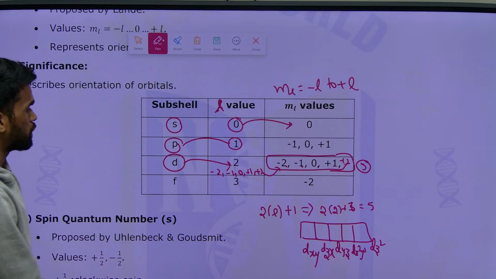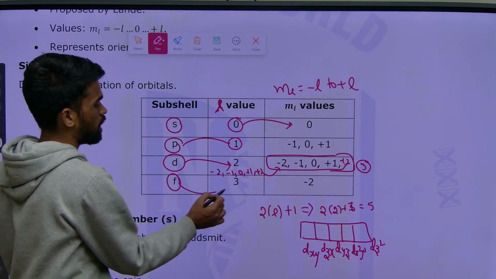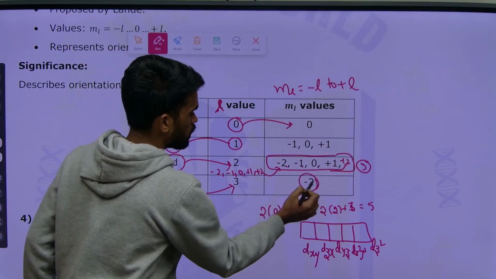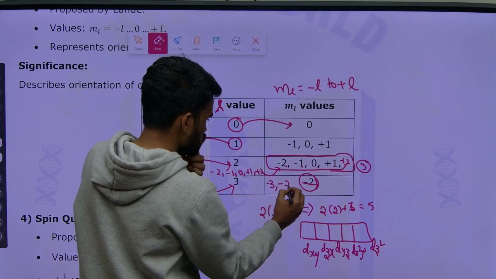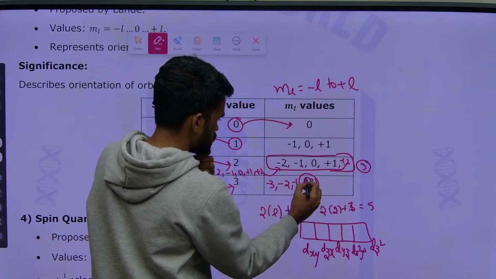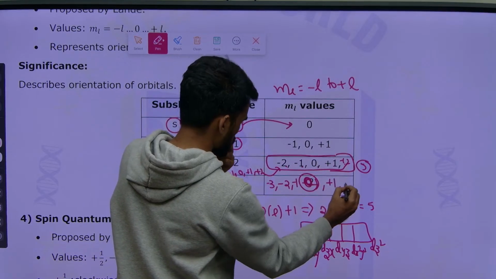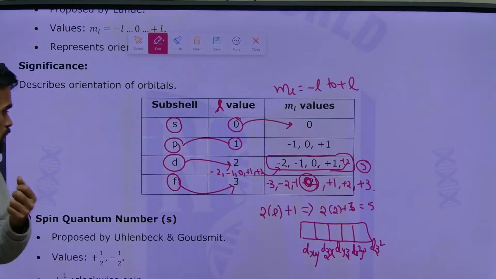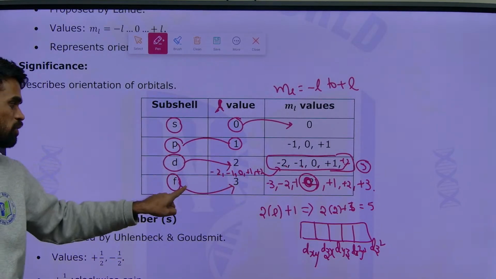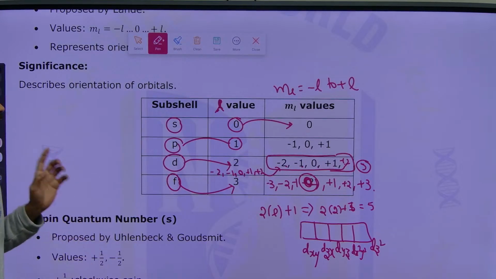And for f orbital, what is the L value we have? 3. So the possible numbers are from where to where? Minus 3, minus 2, minus 1, 0, plus 1, plus 2, plus 3. These are the possible ml values for a given particular L value.